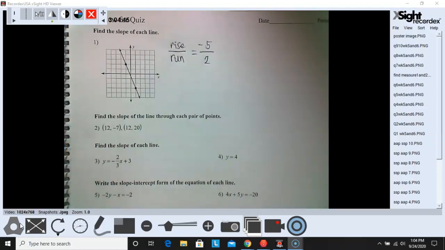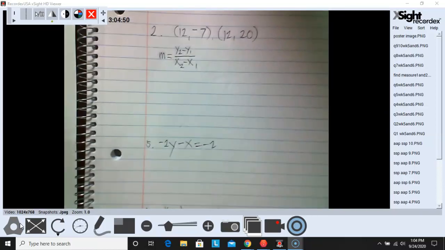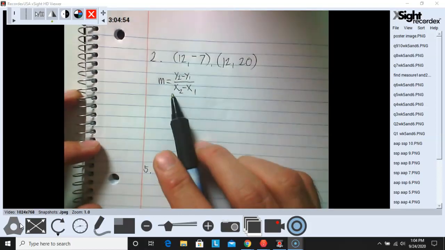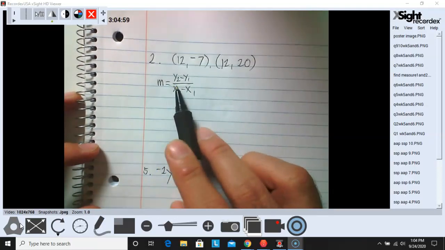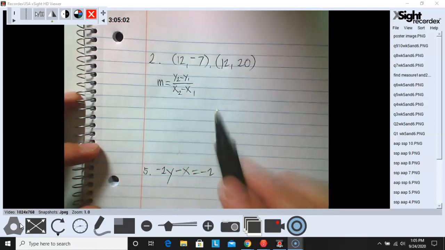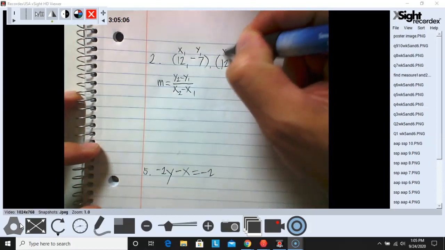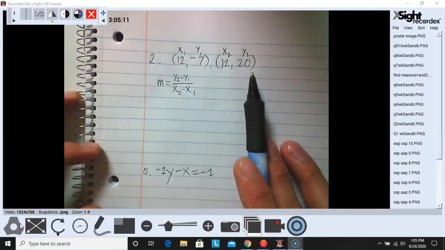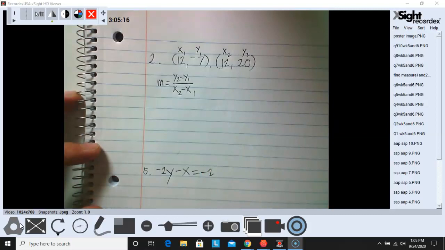Okay, number 2. For number 2, I'm going to show it on a separate line paper because I don't have enough space on that one. We need to use our formula here for slope, y sub 2 minus y sub 1 all over x sub 2 minus x sub 1. Wherein this will be your x sub 1, this will be your y sub 1, x sub 2, and your y sub 2. For me, that would give you a guide. You will not forget which number you're gonna put in.